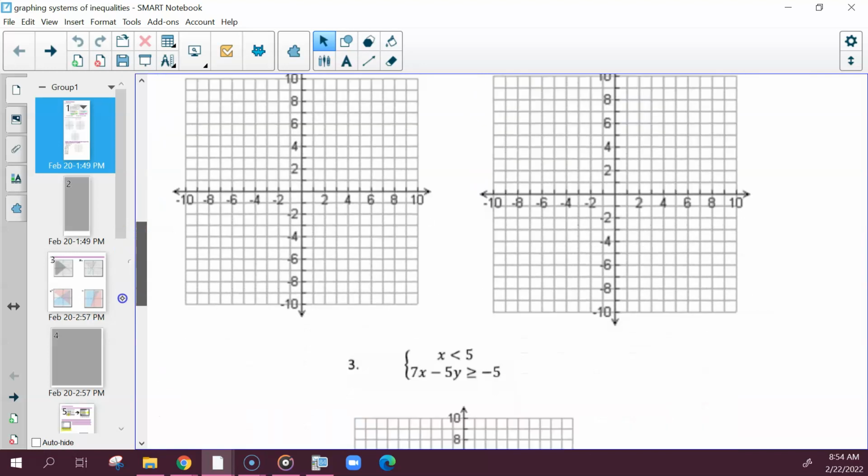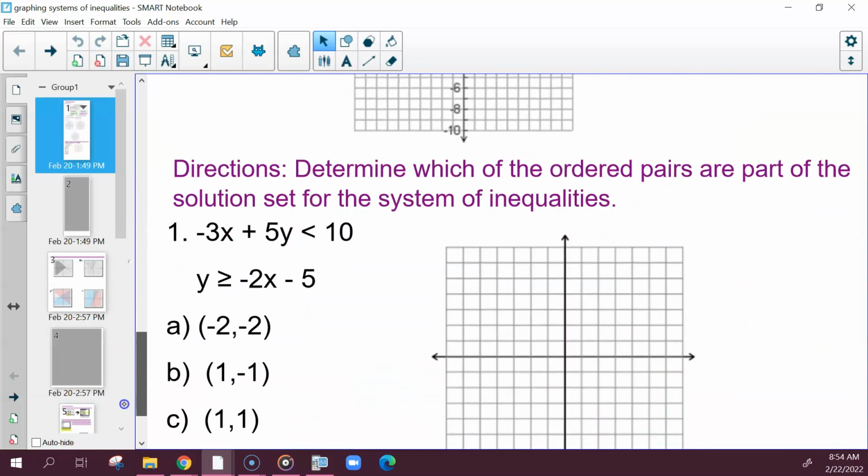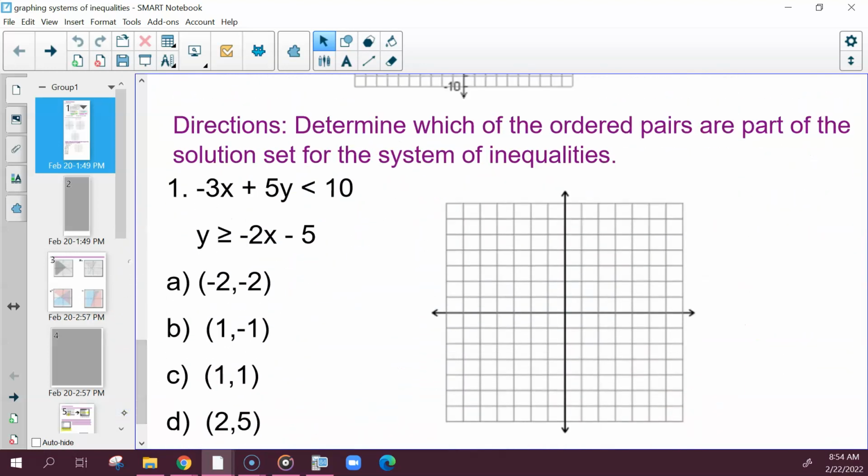These first 3 are really small for you guys. Just click down to the one at the very bottom.